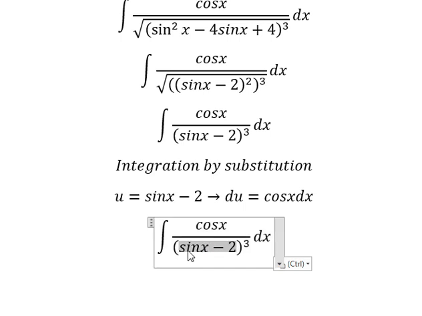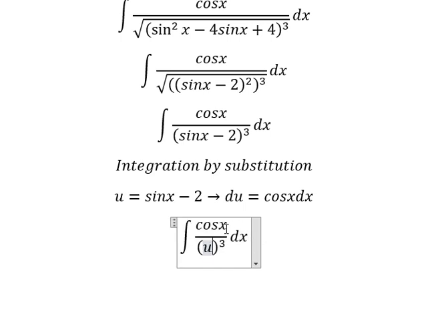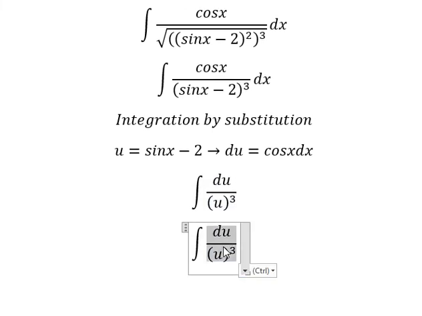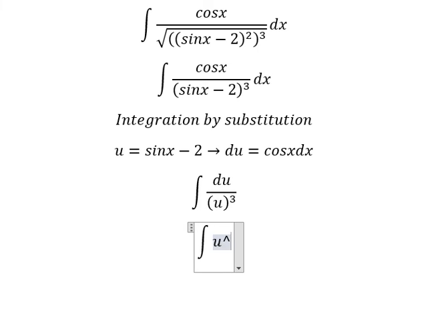So this one we change to u. This one we change to u. So this one we have u to the power of negative 3 du.